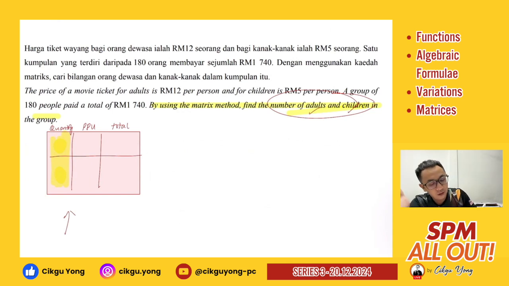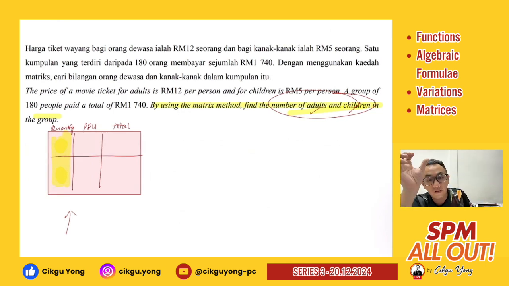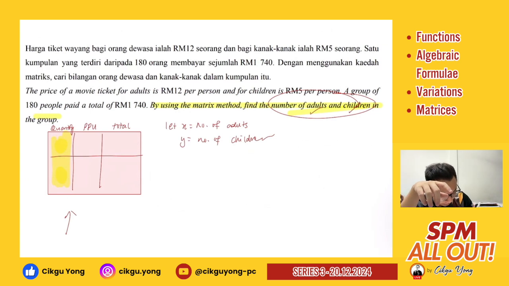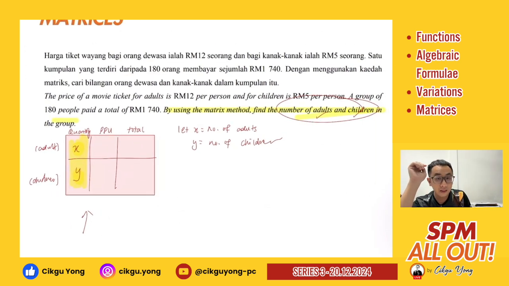So under matrix method, you will always have to set assumption for these 2 types of variable first. So in this case, I may be putting let x equals to number of adults and y equals to number of children. And from here, I can actually set my x and y already. And this is referring to the adult ones, and this is referring to the children. Okay, something like that.